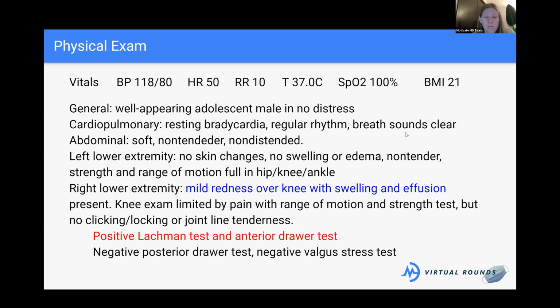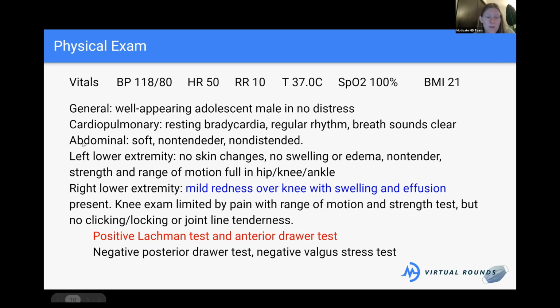So looking at his left side first, it's nice to be able to have two limbs because then you can compare them to each other. His left side, which is the unaffected side, there's no skin changes, no swelling or edema over the joints. It's non-tender. He has a full strength and range of motion in his hip joint, knee joint, and ankle joint. So really a completely normal and unremarkable left lower extremity.